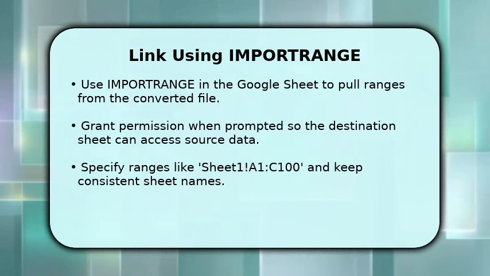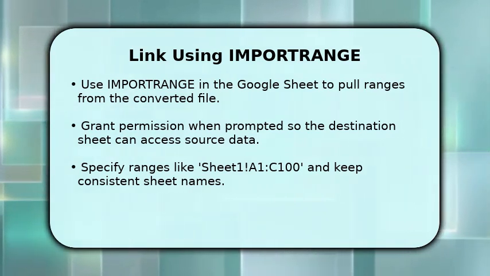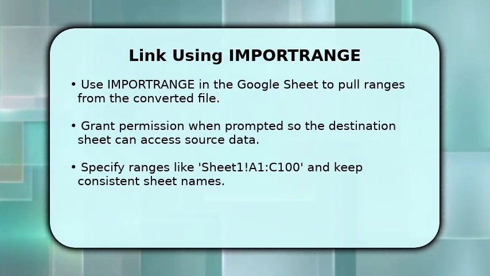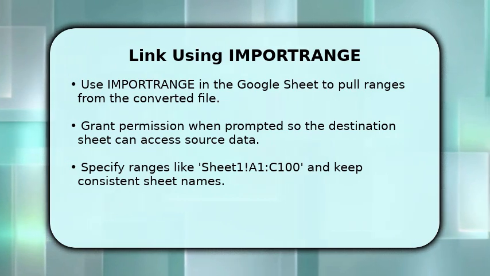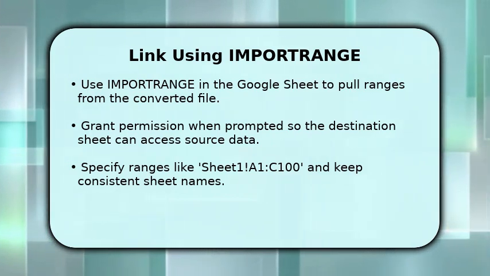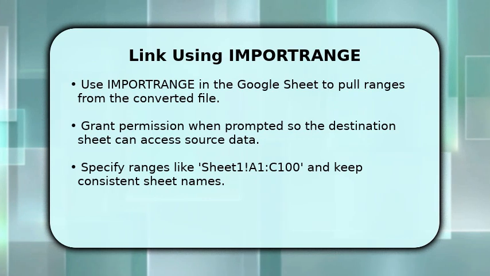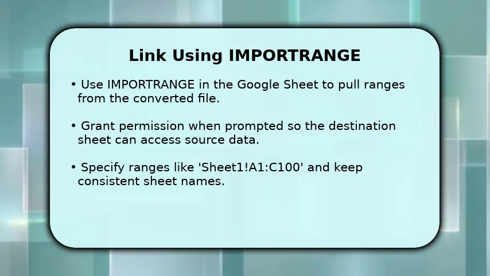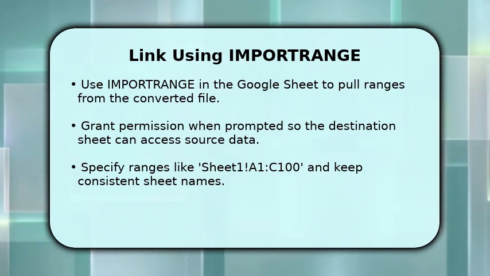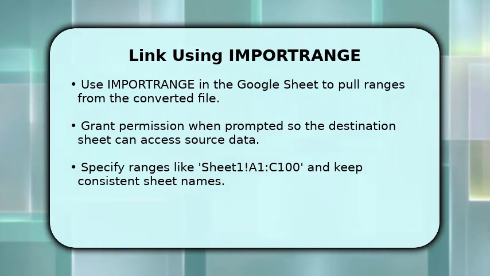In a cell type =IMPORTRANGE("spreadsheet URL", "Sheet1!A1:C100"), replacing spreadsheet URL with the converted file URL. The first time you run IMPORTRANGE, you must click Allow Access to grant read permission. Use explicit ranges such as Sheet1!A1:C100 to limit data transfer and improve performance.